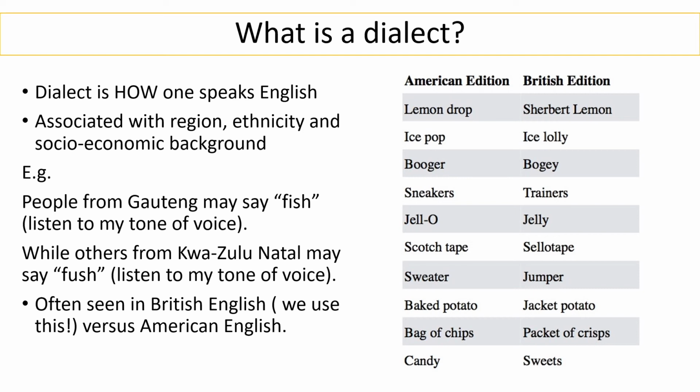Let's have a look at the examples that I've given over here. In American English, they may say lemon drop, whereas in British English, we would say sherbet lemon. Or an ice pop. British English would say ice lolly. Scotch tape in American English would be sellotape. A baked potato in American English is a jacket potato in British English. You can see that how English, or how we use English as South Africans, is very much meshed together.